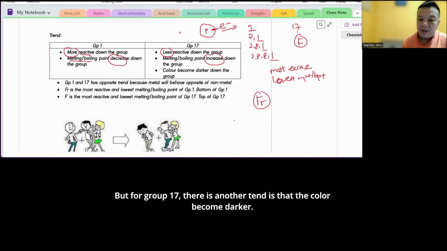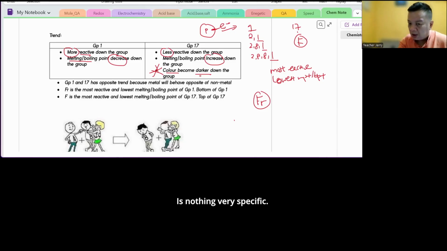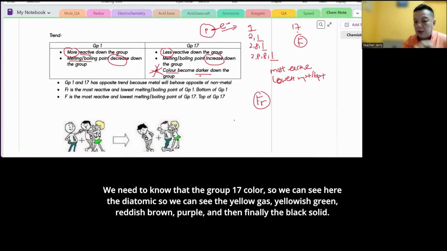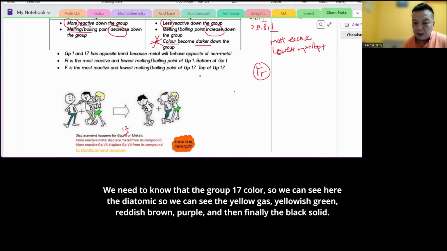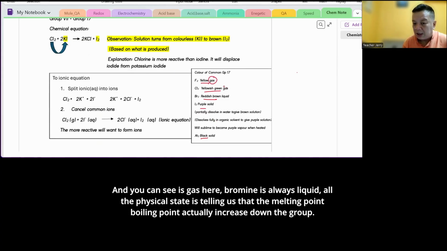For group 17, there is another trend, that the color becomes darker. Of course, there's one unspoken trend, that density always increases down the group, no matter which group we look at, so it's nothing very specific. We need to know the group 17 colors. You can see here the diatomic elements: the yellow gas, the yellowish-green gas, reddish-brown, purple, and then finally the black solid. You can see it's gas here, gas, and bromine is the only liquid. The physical states tell us that the melting point and boiling point actually increase down the group.